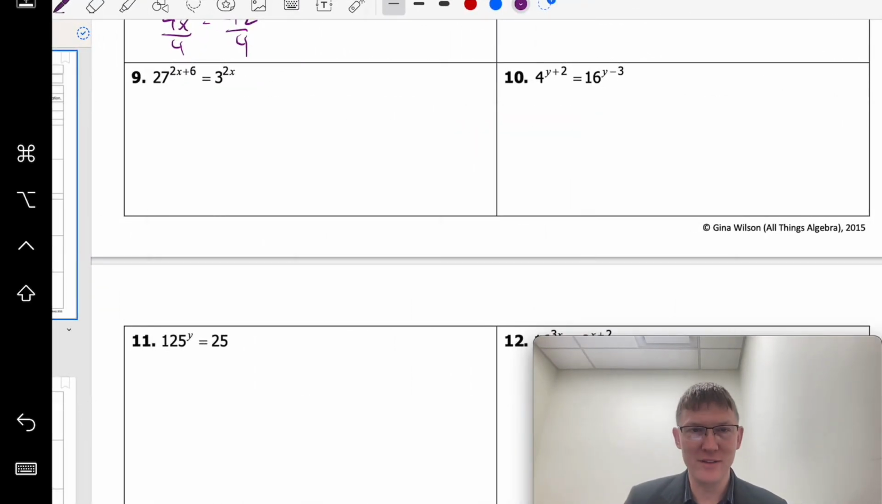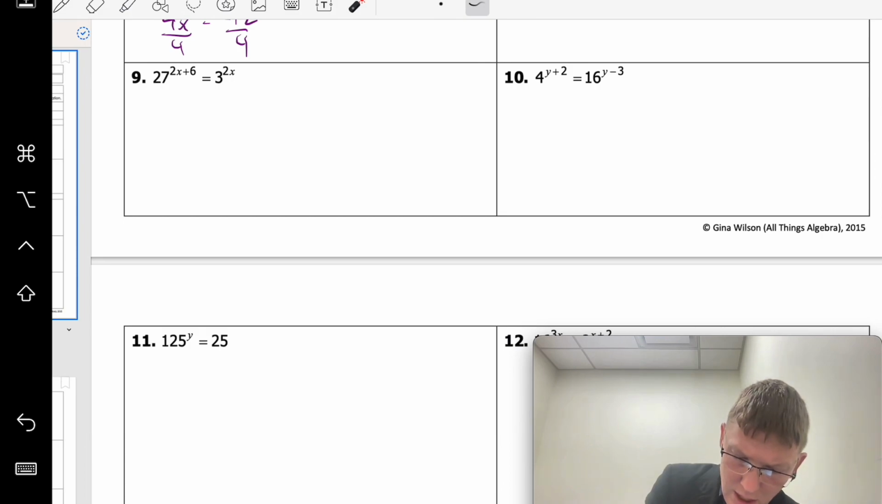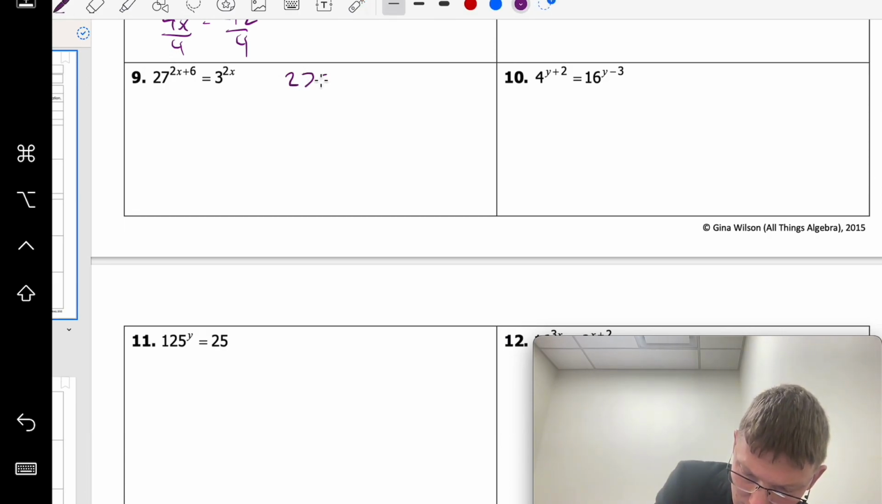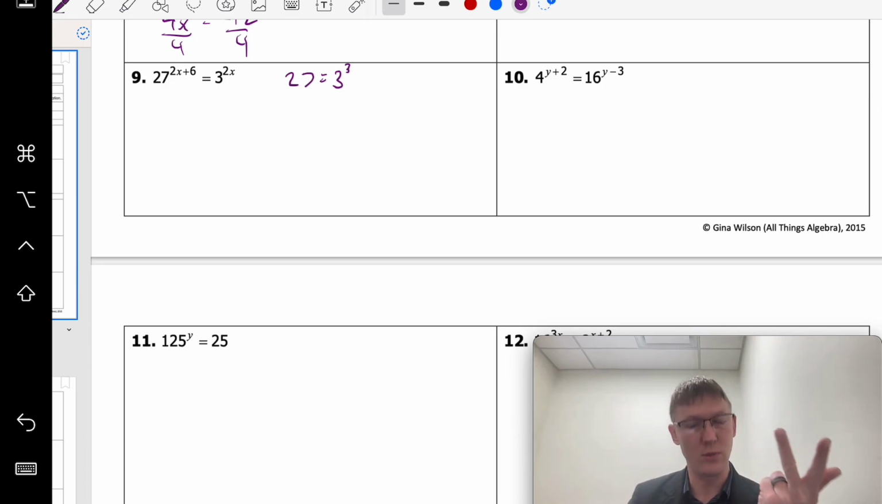So number 9 is a great example of a different exponential property. So here we have this 27 raised to a variable, and we have a 3 raised to a variable. Okay, so how are we going to do that? So we're looking at 3, because that's my smallest number. Is there any way that we can rewrite 27 with a base of 3? So the answer to that is yes. We can say 27 is equal to 3 raised to the third power. So remember, 3 times 3 is 9, times 3 is 27.